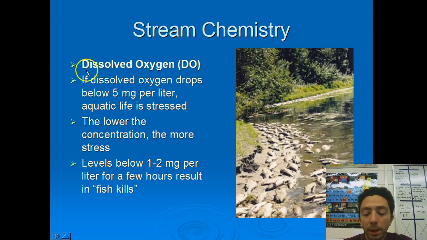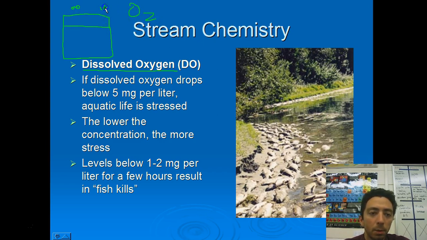Another really important term in stream chemistry is dissolved oxygen. Anytime you've got water, this is just a cup of water here, there are oxygen molecules above that water, right? Our O2 molecule is oxygen. Those oxygen molecules are water soluble, so they will dissolve in the water. This is what lets fish live and breathe in the water. Their gills funnel water over them, and they pull out these oxygen molecules. The more oxygen you've got in the water, the more aquatic life it can support.